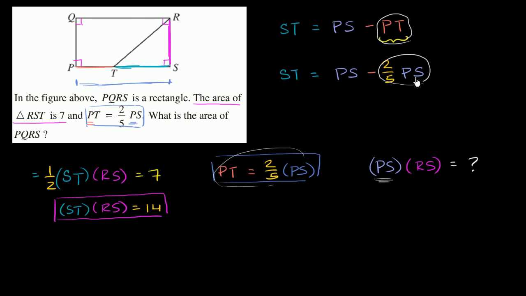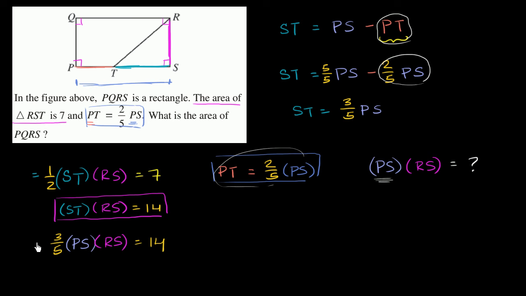If I have 1 PS minus 2/5 PS, or we could even say 5/5 PS minus 2/5 PS, we get ST is equal to 3/5 times PS. And now we are ready to substitute. So instead of having an ST here, we could write 3/5 times the length of segment PS times the length of segment RS is equal to 14. And now we could just solve for this product. What is PS times RS?